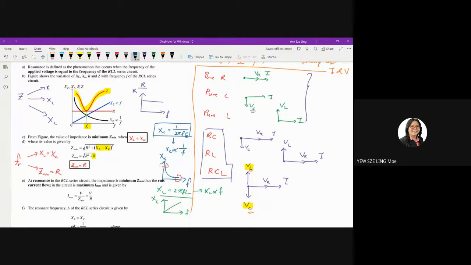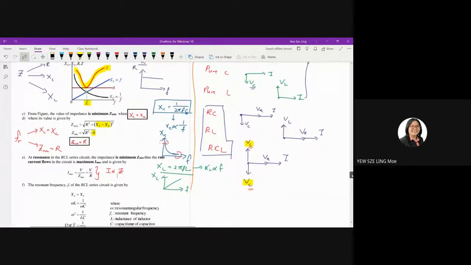So at resonant frequency, at resonance in the RCL series circuit, the impedance is minimum, and thus the RMS current flow in the circuit is maximum. Okay, why? Because by looking at this equation, we have I inversely proportional to Z. Therefore, if you are having minimum Z, then you will have a maximum current in the circuit. Okay, the current is maximum.